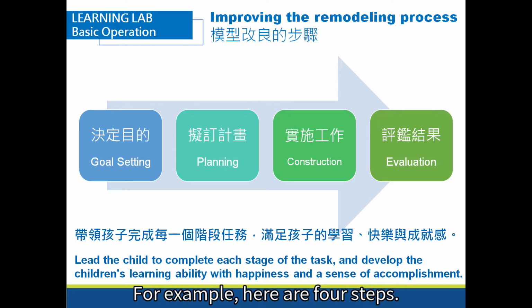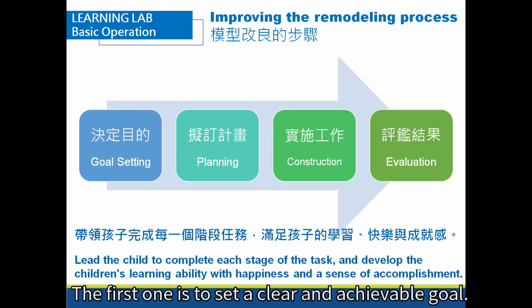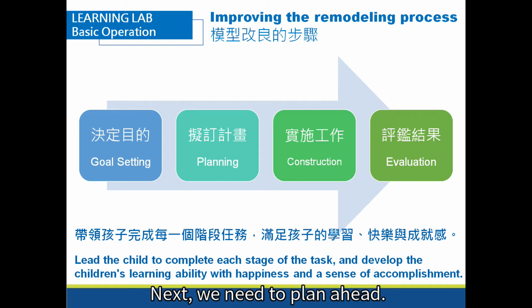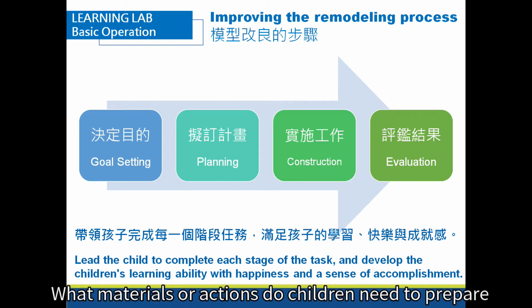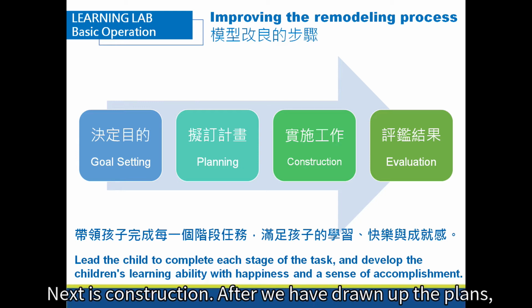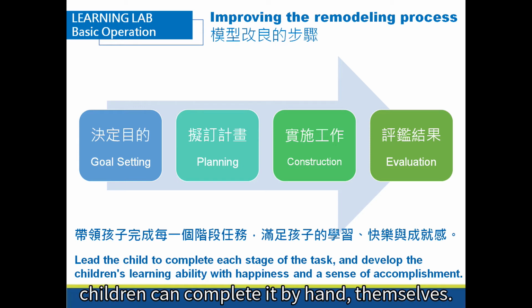For example, here are 4 steps. Let's take a look. The first one is to set a clear and achievable goal. What do we hope children will do? It's like asking, what games do we want children to play? Next, we need to plan ahead. What materials or action do children need to prepare to achieve their goal? Next is construction. After we have drawn up the plans, children can complete it by hand themselves.